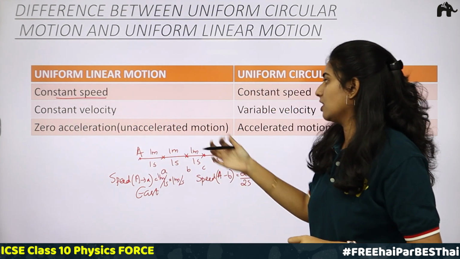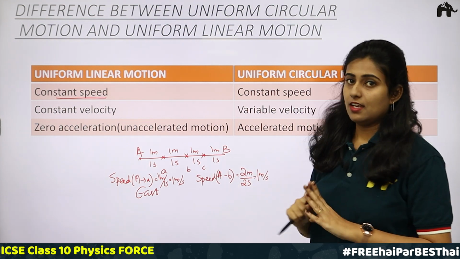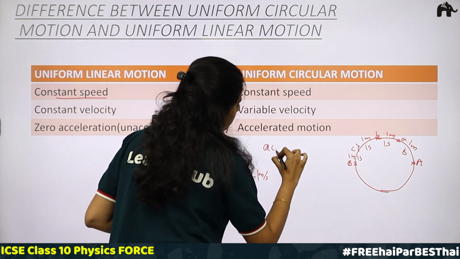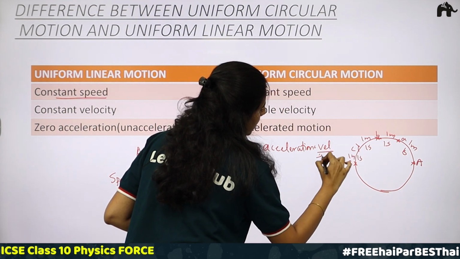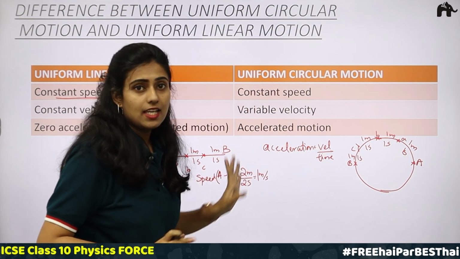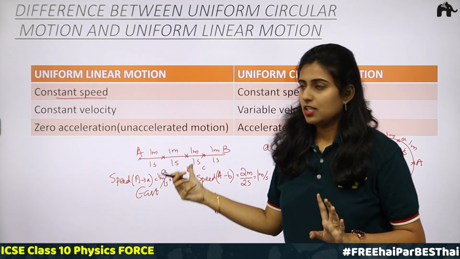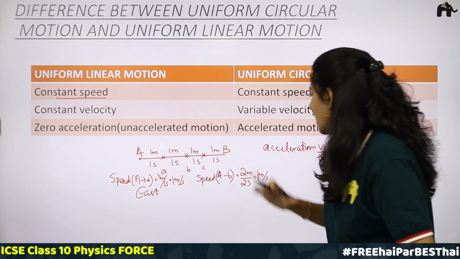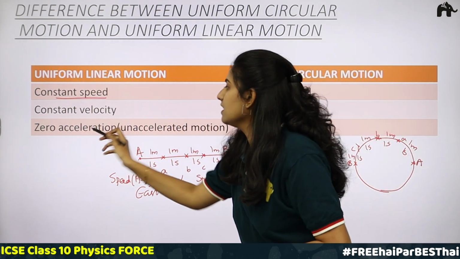Next, zero acceleration: uniform linear motion is an unaccelerated motion. What is the reason? Since the velocity is constant, we know acceleration is equal to change in velocity by change in time. Here, since there is a constant velocity, the change in velocity will be 0. Therefore, 0 acceleration: 0 divided by change in time. The change in time may have some value, but since the velocity change is 0, we get 0 acceleration.